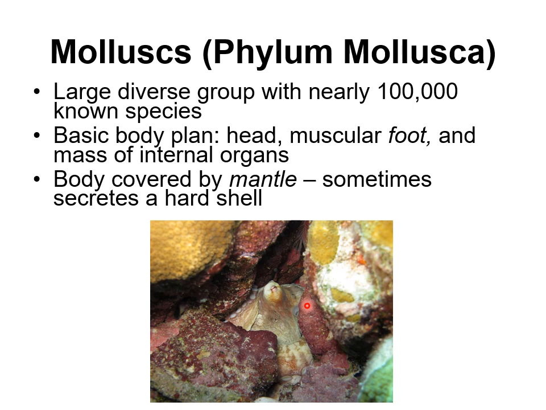What is covering that mass of internal organs is something known as a mantle. The mantle is an outer protective covering of that mass of internal organs. On some mollusks, the mantle is what actually makes a hard shell. An octopus doesn't have a hard shell, but something like a clam or a snail has a hard shell, and what actually produces that hard shell is the mantle.